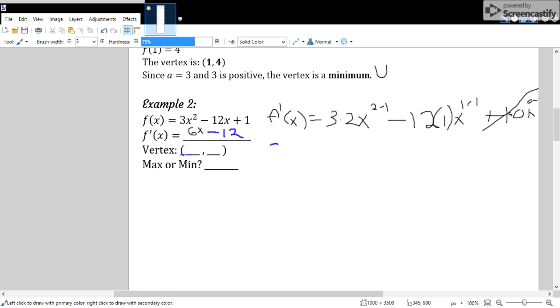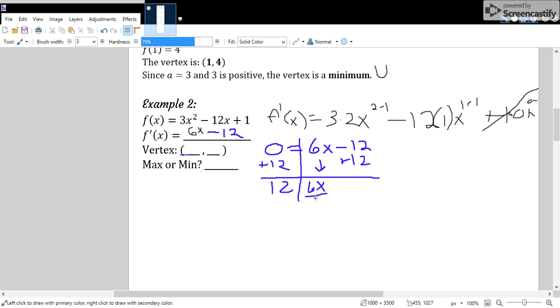So let's set that equal to 0 to find our axis of symmetry. Add 12 to each side of the equal sign. Carry down the 6x. Let's divide by 6 to get the x by itself. And so x is going to equal 2.